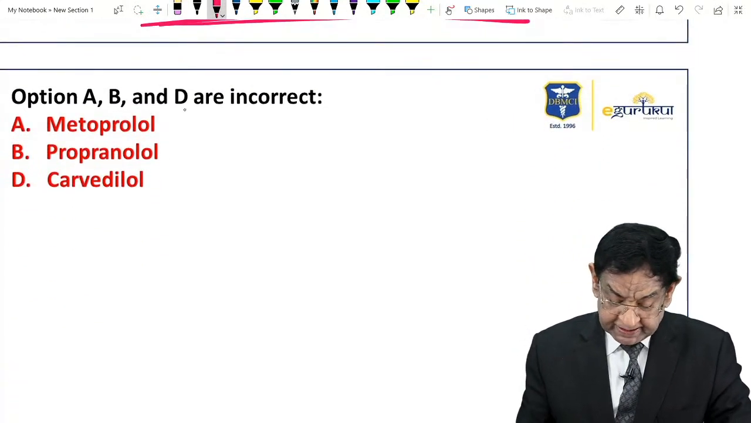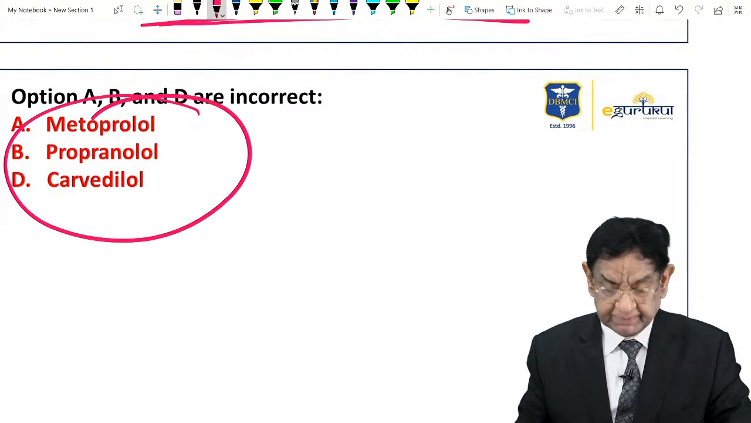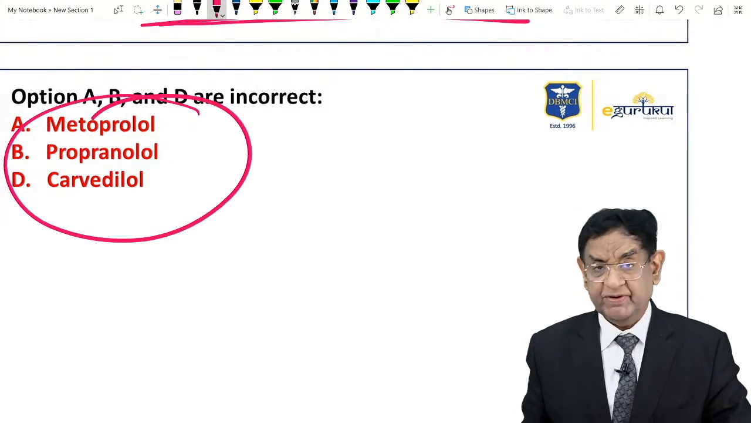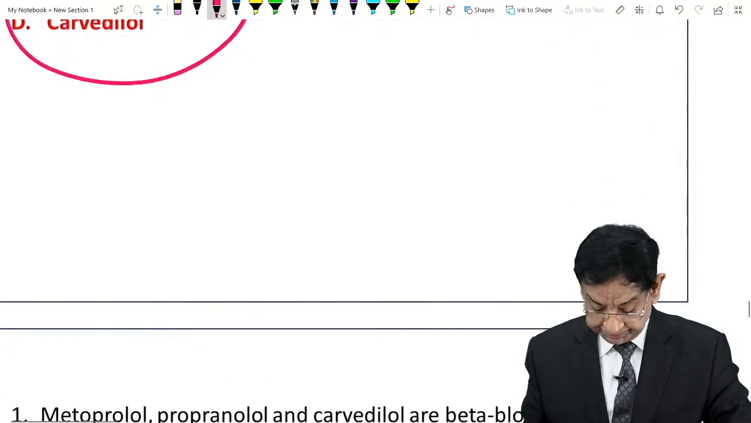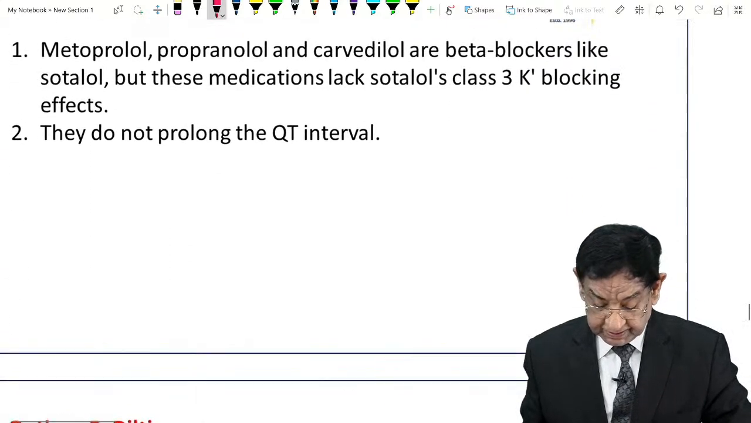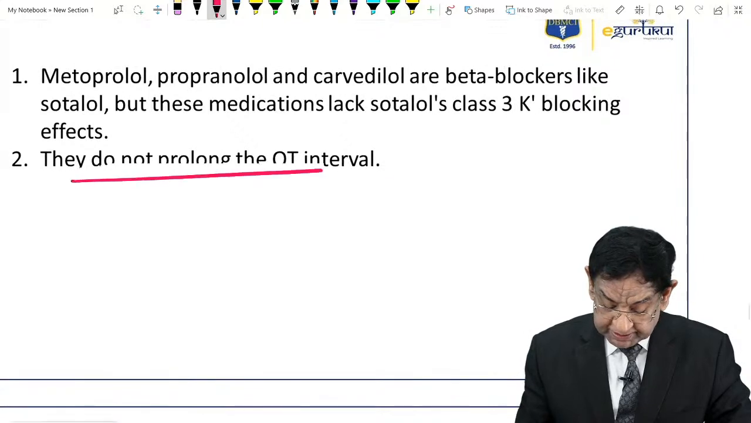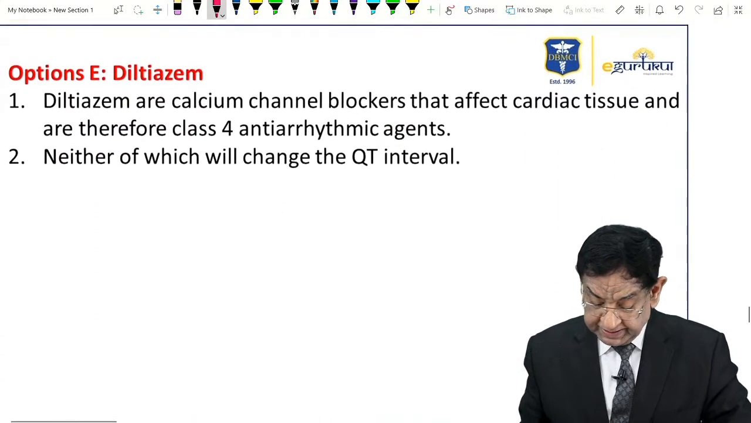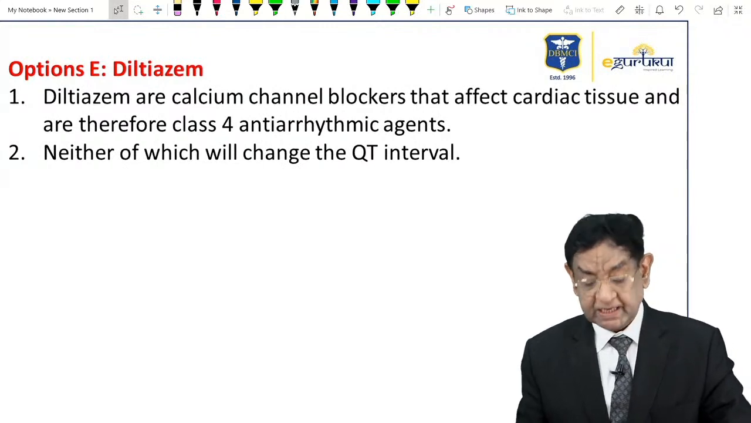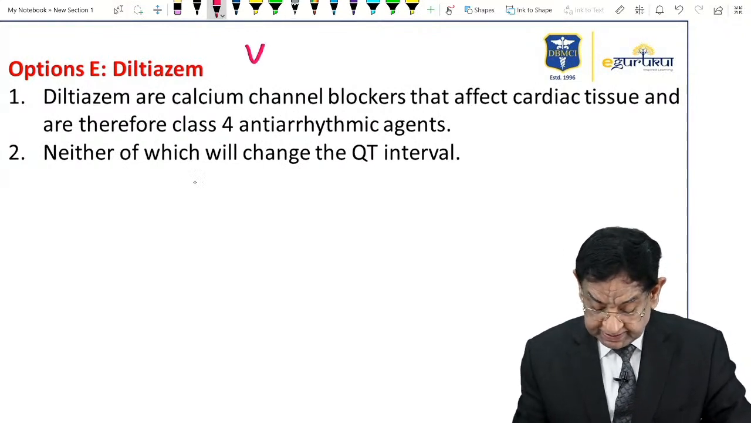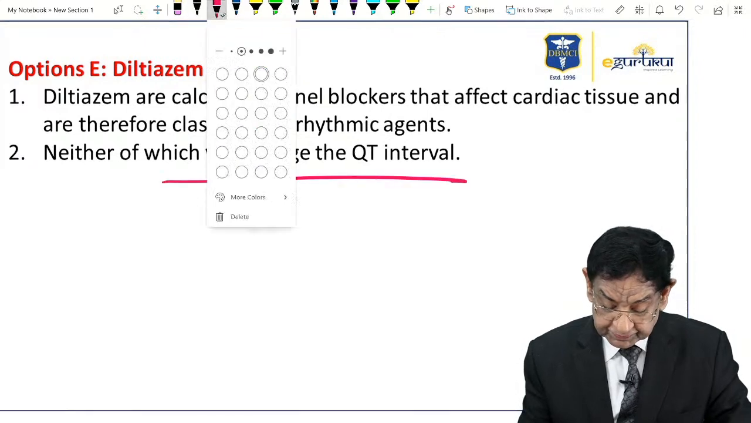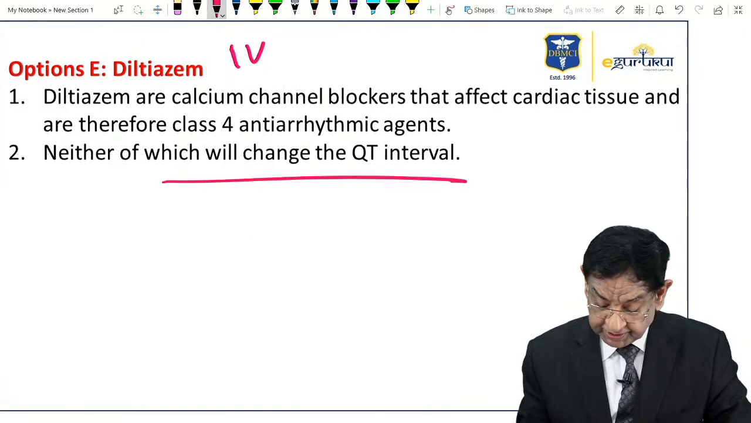Well, options A, B, D are incorrect. They are all beta blockers only, and beta blockers don't have an effect on the QT interval. They do not prolong the QT interval. Diltiazem is a class 4 drug. It has no effect on the QT interval.